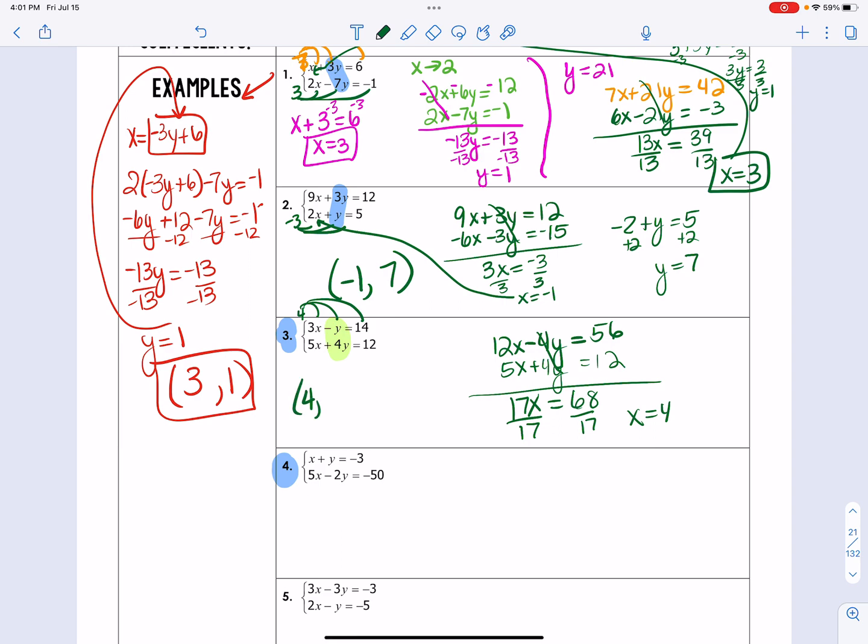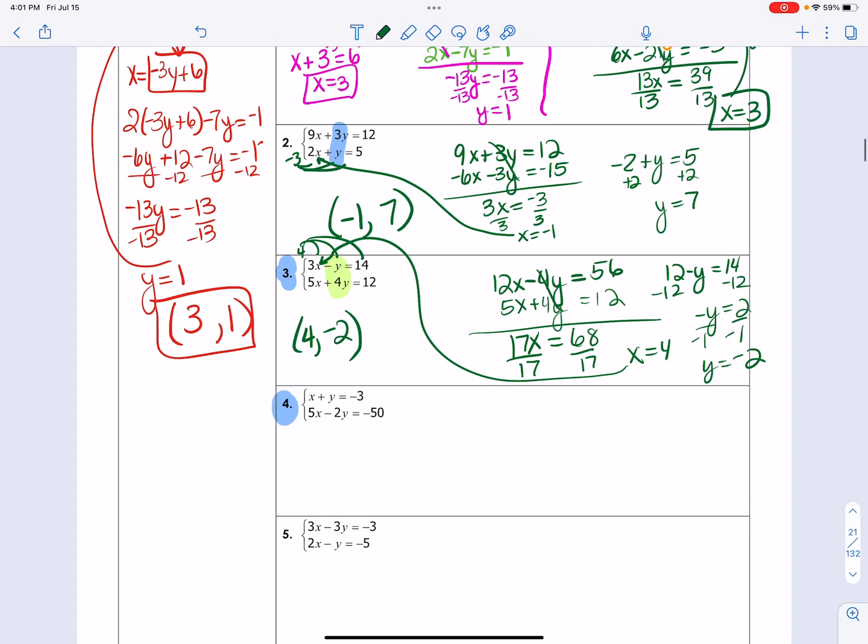So I can put that back into either equation. I'm just throwing it in there because the numbers are smaller. 3 times 4 is 12. So I'm going to minus 12 and get -y equals 2. Divide by -1, and my y value is -2. So that is my answer for number 3. Okay. All right. On number 4, that one's kind of tricky.